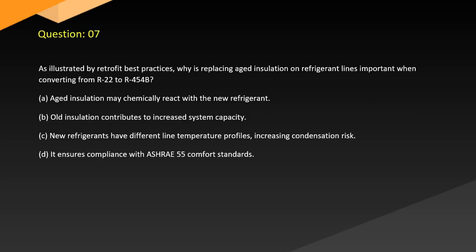Question 7. As illustrated by retrofit best practices, why is replacing aged insulation on refrigerant lines important when converting from R22 to R454? A. Aged insulation may chemically react with the new refrigerant. B. Old insulation contributes to increased system capacity. C. New refrigerants have different line temperature profiles, increasing condensation risk. D. It ensures compliance with ASHRAE 55 comfort standards.